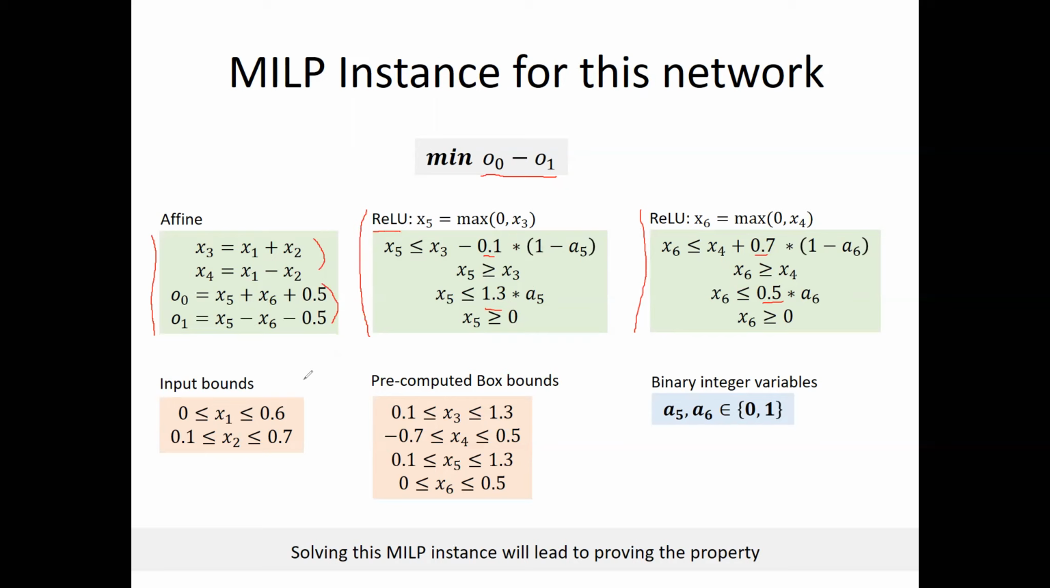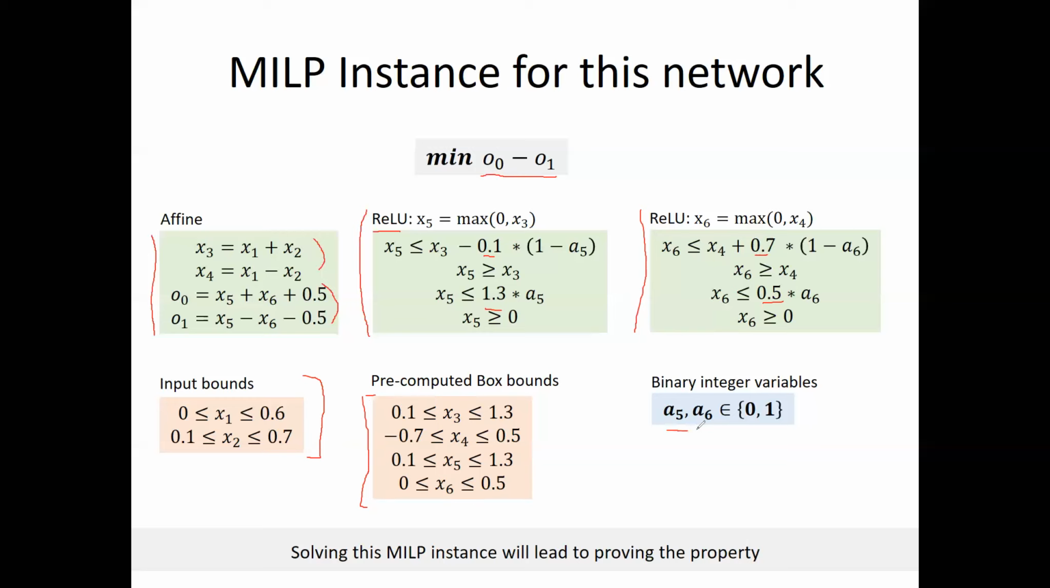The input bounds are here on the input neurons, right? X1 is in this range, X2 is in this range, and here are the pre-computed bounds that you get by running the box analysis, right? So each of these neurons, X3, X4, X5, X6, is bounded. We also have bounds on O0 and O1, but we're just not using them because we are trying to compute tighter bounds here with the MILP.